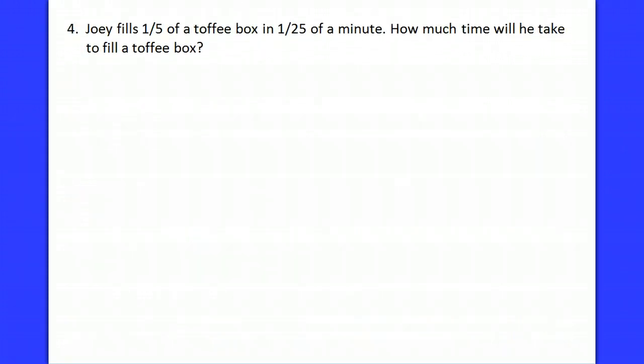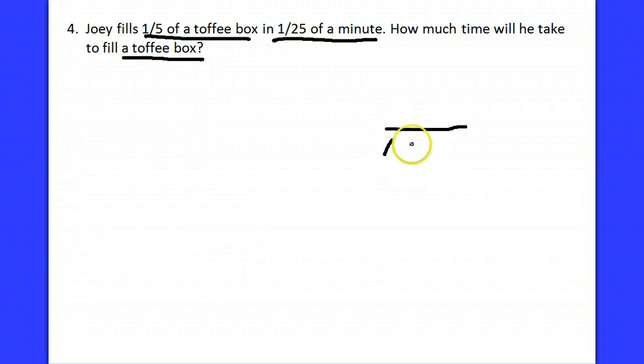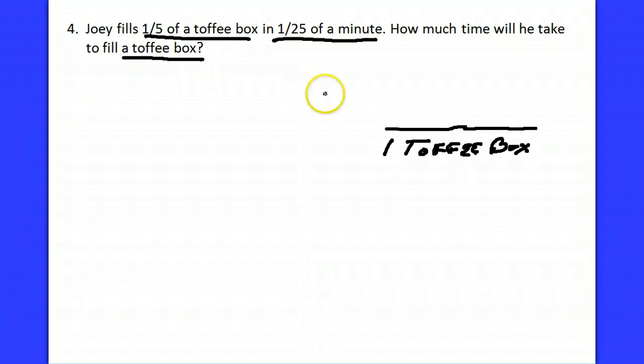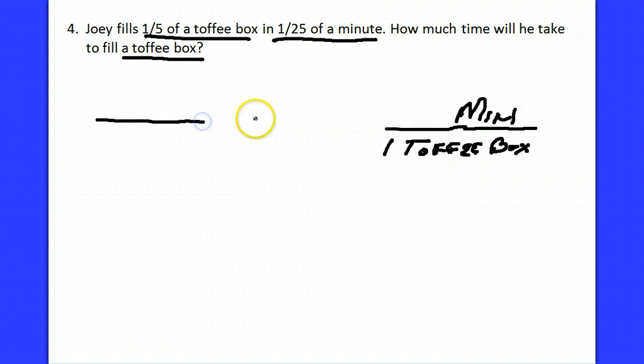For instance, here's one of the problems from the matching we did today. Joey fills 1/5 of a toffee box in 1/25 of a minute. How much time will it take to fill one toffee box? So I know that what we're trying to do is fill one toffee box. It's basically a unit rate problem, and our unit is one toffee box. So now that I know we're trying to figure that out as our denominator, I know we're looking for minutes per toffee box.